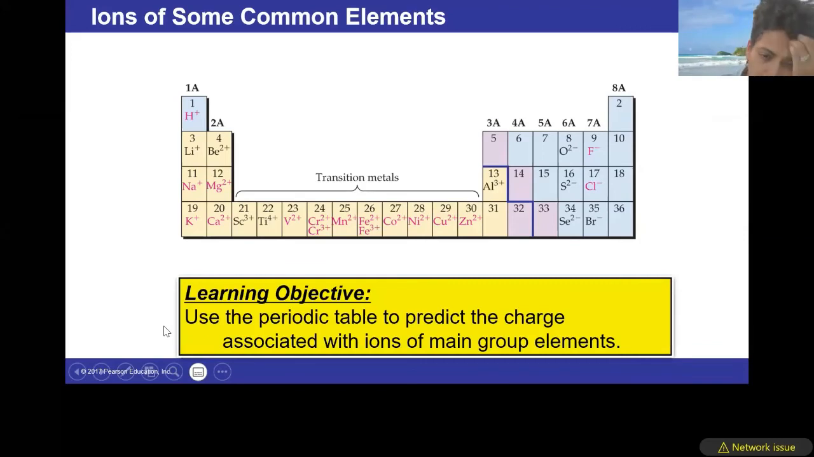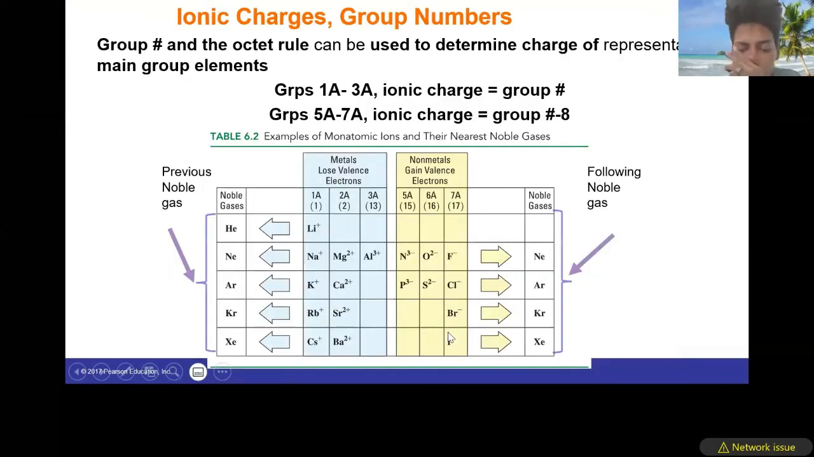All right. So how can we use the periodic table to help us predict the charge of the main group elements? Oh man, it's 11:01 already. Let's do this really quickly and then I'm going to let you go.